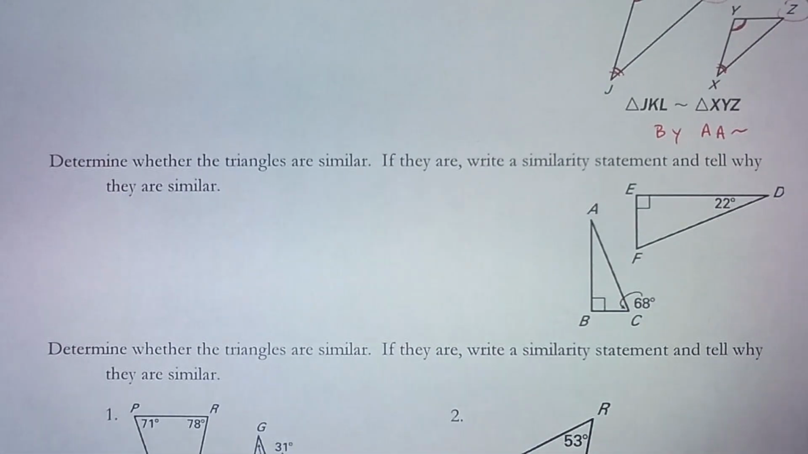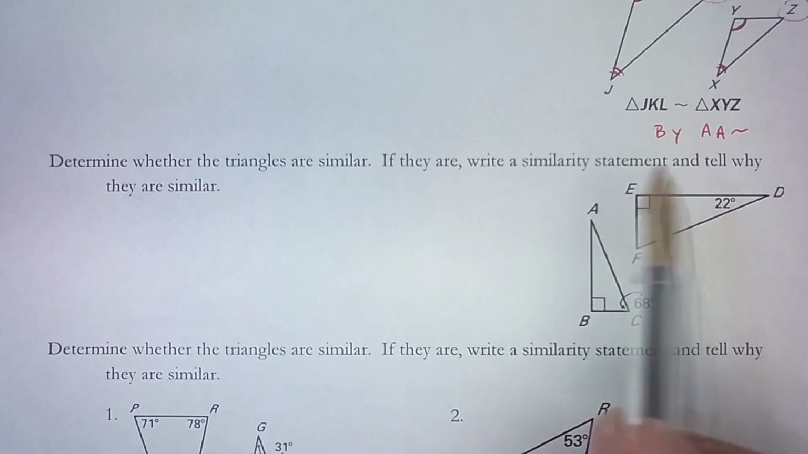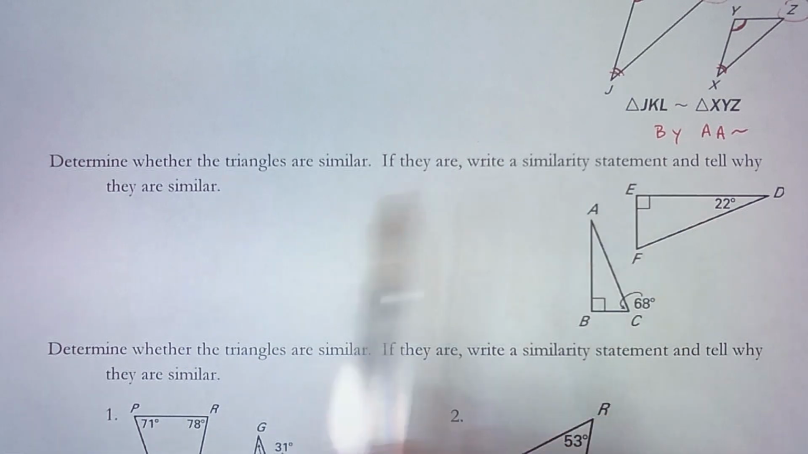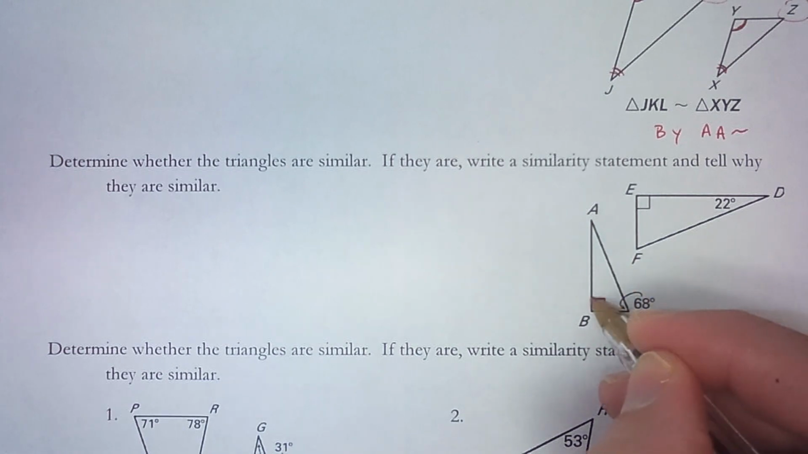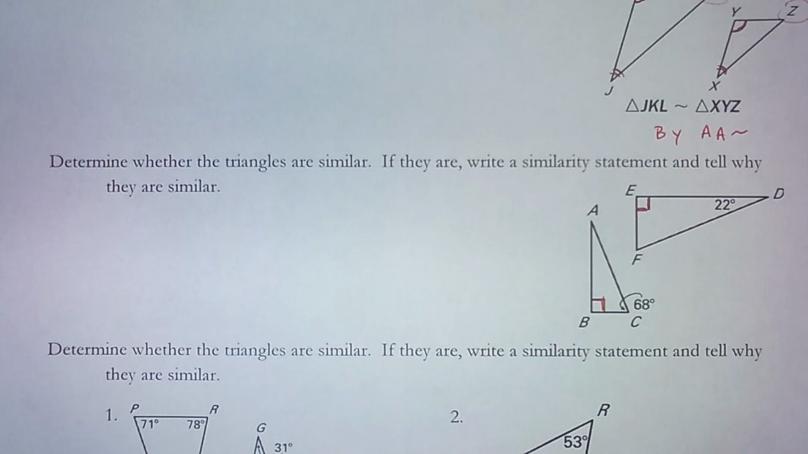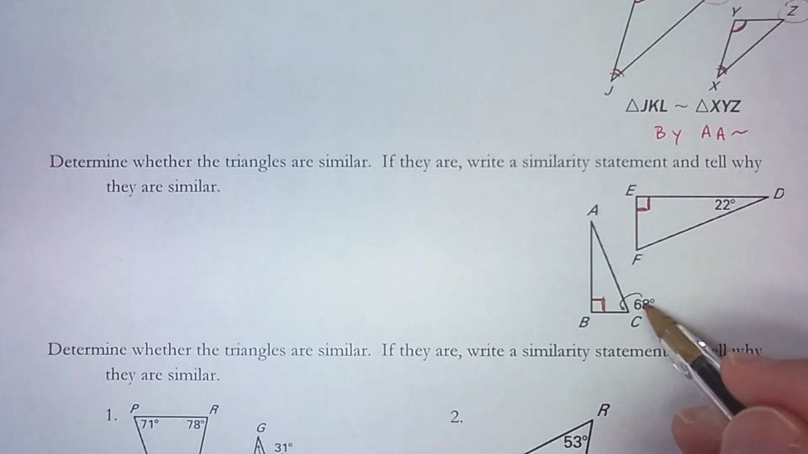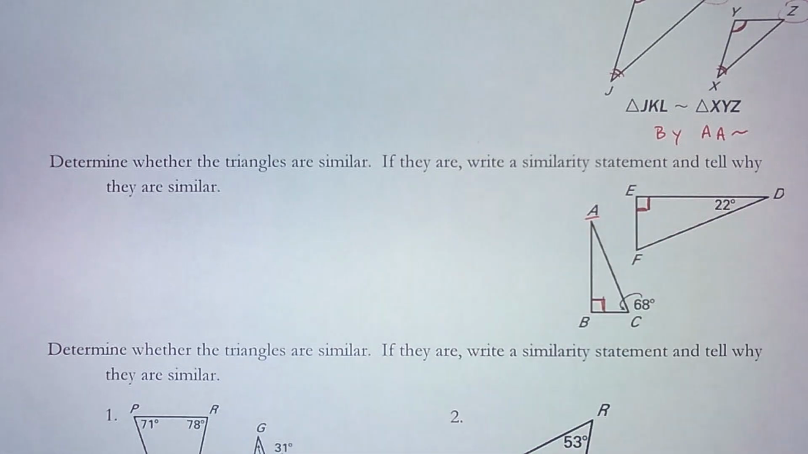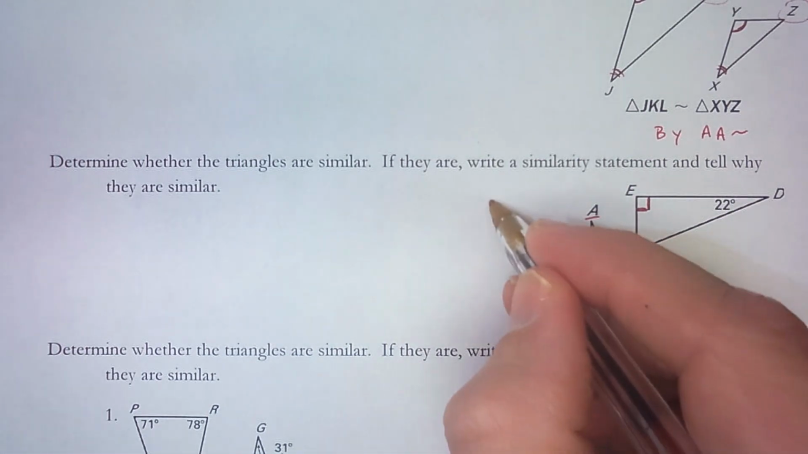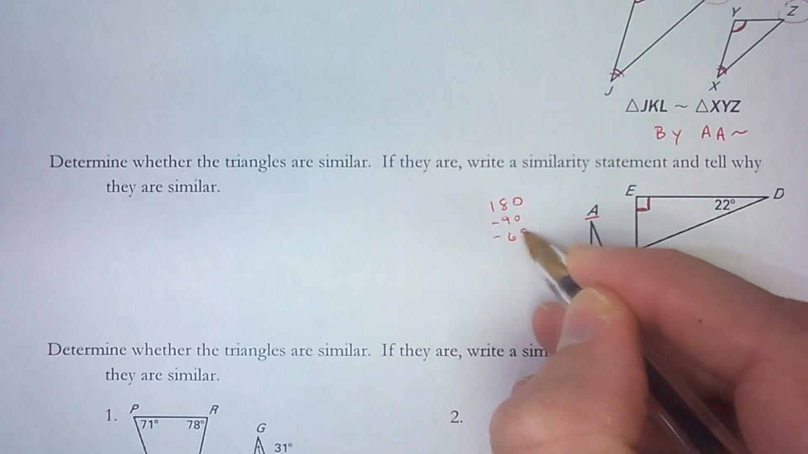Okay, so are these two triangles similar to each other? And if so, we will write a similarity statement and say why they are similar. So I've got right angles here and here, so I know there's one set of congruent angles. But then I've got a 68 here and a 22 here. So let's find the measure of angle A. So that would be 180 minus 90 minus 68.